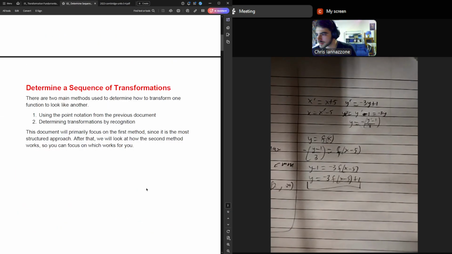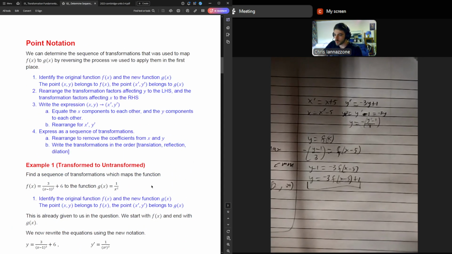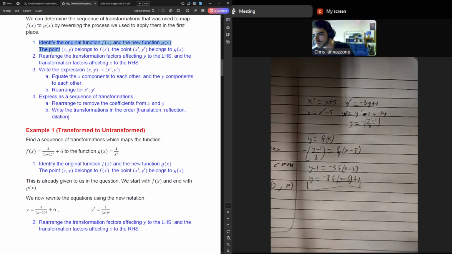Now, the next logical step to look at would be, well, okay, sure, I get how we apply transformations, but how do I figure out what was done in reverse? Like, how do I look at a transformed function and figure out what was done to it? Or even better, how do I figure out what it would take to go from one to another? That's what this is all about. So we follow these 4 steps here. Again, looks like a lot, but you'll find that it's kind of similar to what we just looked at.